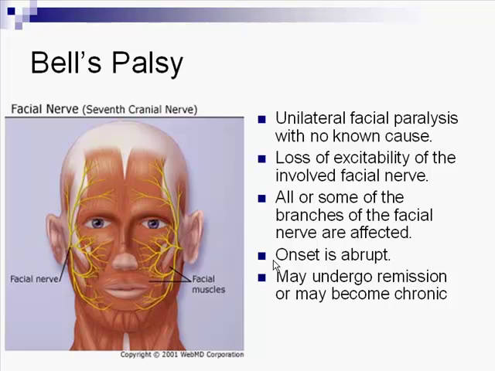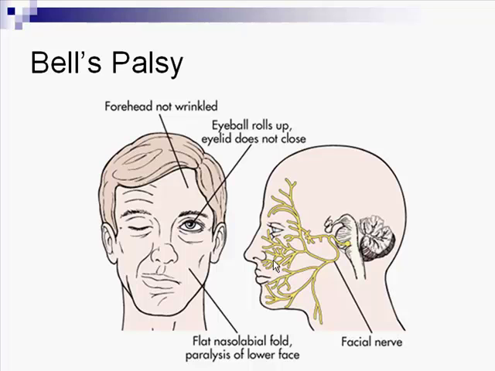Bell's palsy is a unilateral facial paralysis with no known cause. Some studies say it may be viral. It's a loss of excitability of the involved facial nerve. All or some of the branches of the facial nerve are affected. The onset is abrupt. The patient may undergo remission, or this may become chronic. See the drooping?